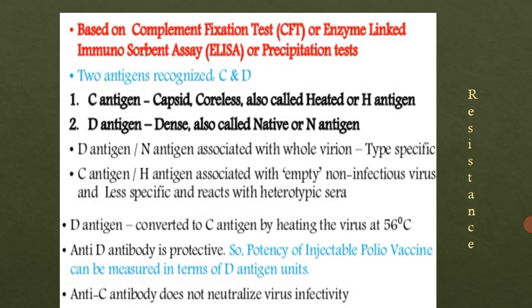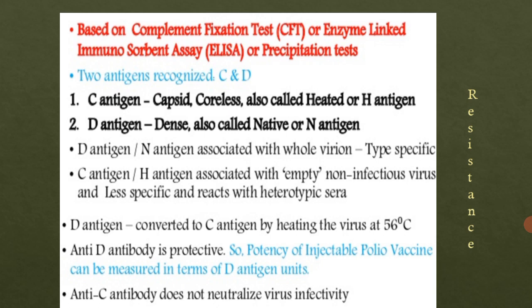Then the D antigen is converted into the C antigen by heating the virus at 56 degrees Celsius. In the resistance, we saw that it gets inactivated at 55 degrees Celsius, right? That is why if we heat the virus, what will result is the inactivated virus, the non-infectious virus. So that is the C type.